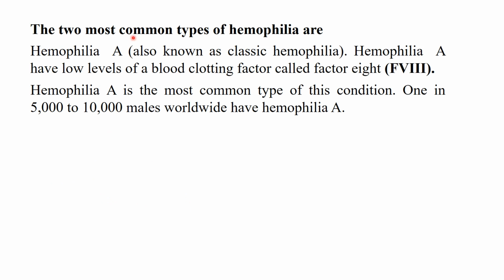The most common type of hemophilia is Hemophilia A, also known as classic hemophilia. Hemophilia A has a low level of the blood clotting factor, that is clotting factor 8. When clotting factor 8 is missing, that is hemophilia A. Hemophilia A is the most common type of this condition. 1 in 5,000 to 10,000 males worldwide have hemophilia A. So it is the most common type of the disorder.